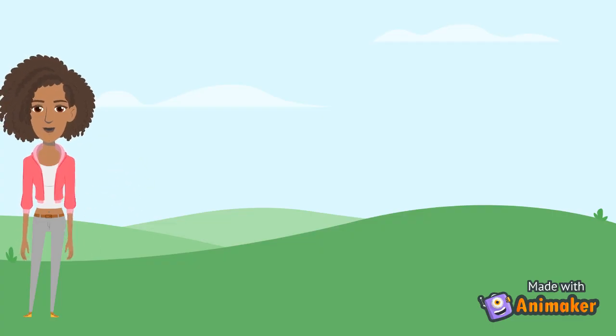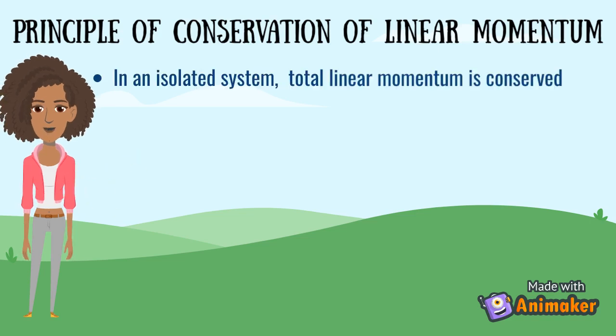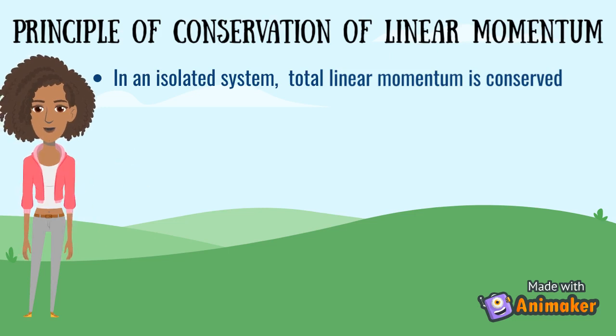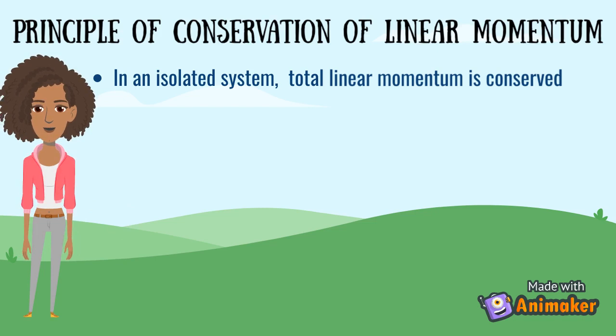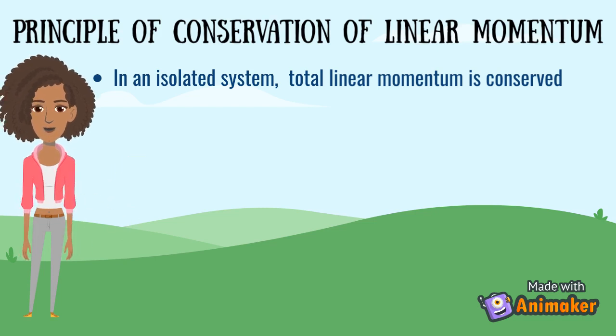In this lesson, we will learn about conservation of linear momentum. The first part of this lesson is the Principle of Conservation of Momentum. This principle states that in an isolated system, the total linear momentum is conserved. When I say isolated system, it means no external force is acting on that system.